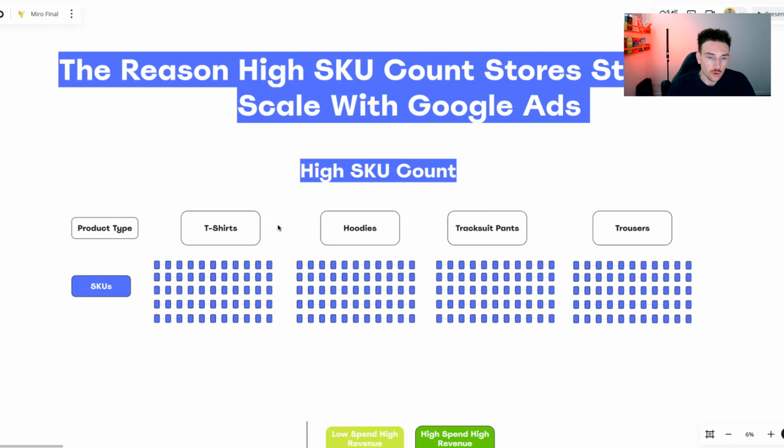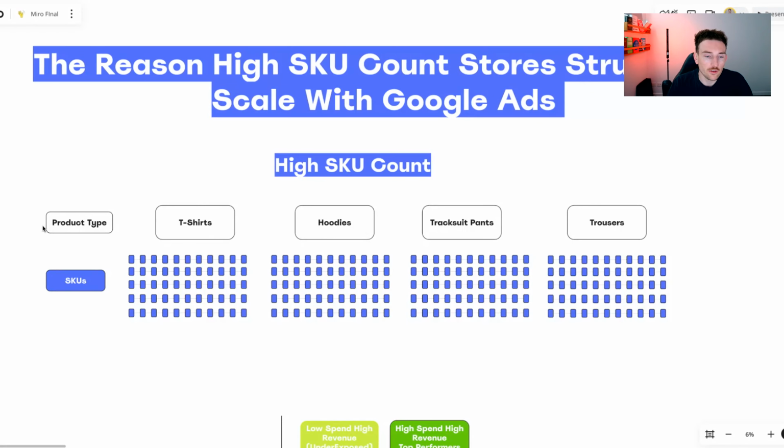So this fashion store has 4 product categories, right? I've seen people have up to 50,000 SKUs. This particular store has t-shirts, hoodies, tracksuit pants, and trousers, and each of them has many SKUs. Each of these blue dots is supposed to represent a SKU. This is how many SKUs each of those product categories have underneath them.